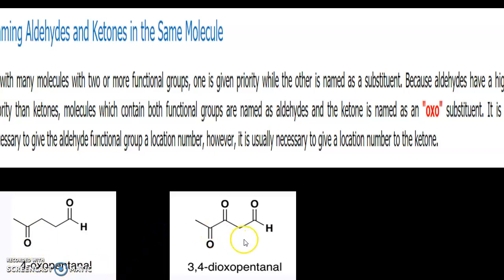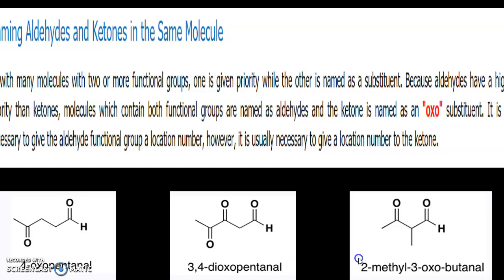Now we'll move further. Now see this. Here we have to give the first number, second, third, fourth, fifth number. Again, the parent alkane is pentane, so it will become pentanal. But at the 3 and 4 positions, oxo is there, so 3,4-dioxopentanal will be its name. Similarly, this will get the first, second, third, fourth number, so 2-methyl-3-oxobutanal will be the name. I think you all understand this example. These are very simple. So always remember, if both aldehyde and ketone groups are there, give priority to the aldehyde and consider the ketone group as a substituent.